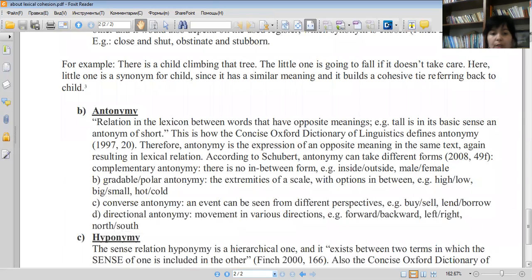Antonymy is a lexical relation between words that have opposite meanings. Tall, in its basic sense, is an antonym for short. So from lexicology, we know that antonyms are words which have opposite meanings to each other. Tall and short, beautiful and ugly, wide and narrow. They are called antonym words.